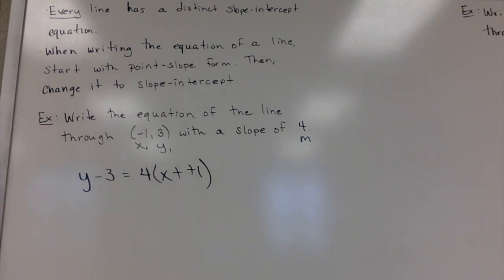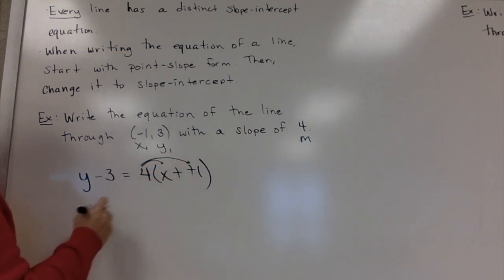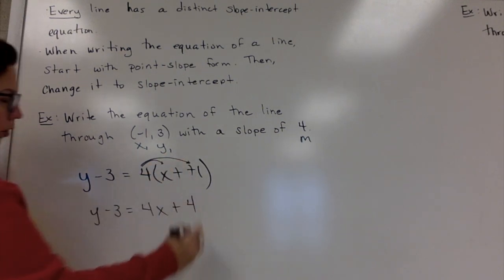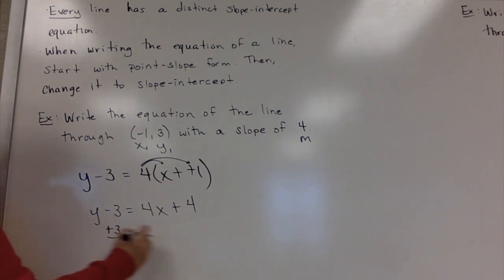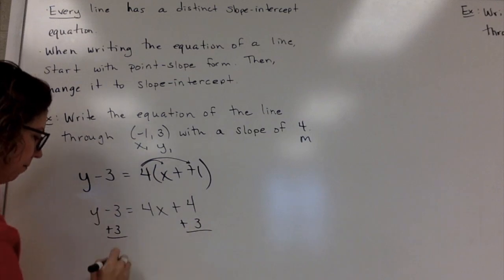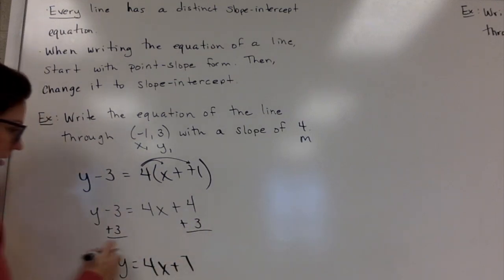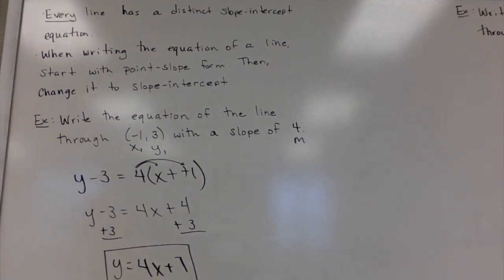Then we need to change this into slope-intercept form. We do that by getting y by itself. But what I need to do first, and these steps are pretty much always the same, we're going to distribute. So we'll get 4x plus 4 on the right-hand side. And then we need to get y by itself by adding or subtracting. In this case, we're going to add 3. So y equals 4x plus 7. And that is the equation of the line through the point (-1, 3) that has a slope of 4.